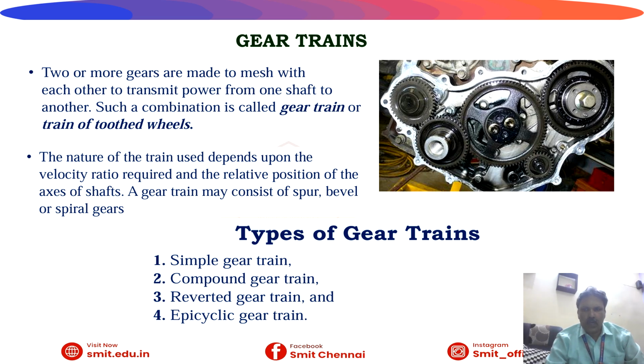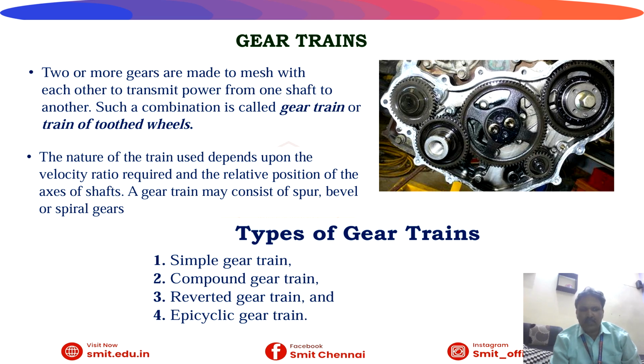Two or more gears are made to mesh with each other to transmit power from one shaft to another shaft. Such a combination is called a gear train or train of toothed wheels. So we are aware that it is a transmission of power from one shaft to another shaft. Such a combination will tell us a gear train. That is a series of processes. The nature of the train used depends upon the velocity ratio required and the relative position of the axis of the shaft. A gear train may consist of spur, bevel, or spiral gears.